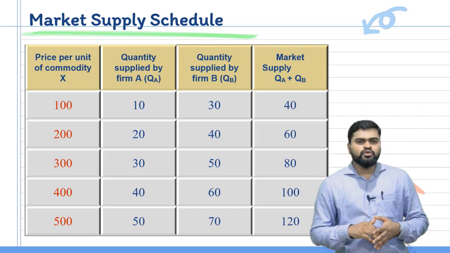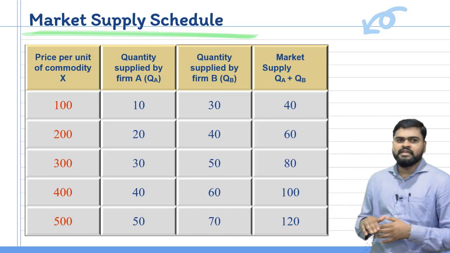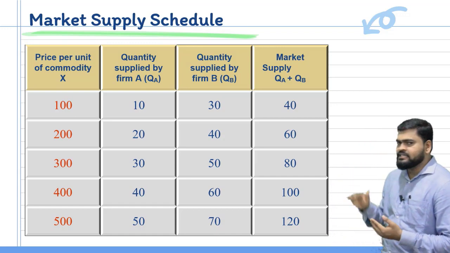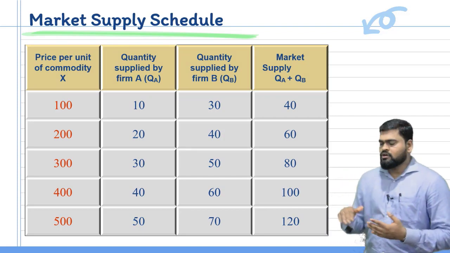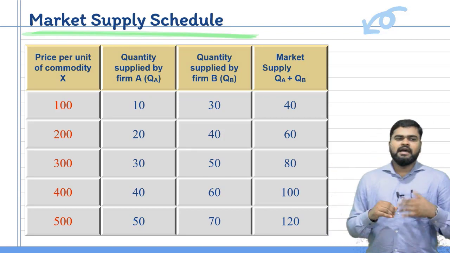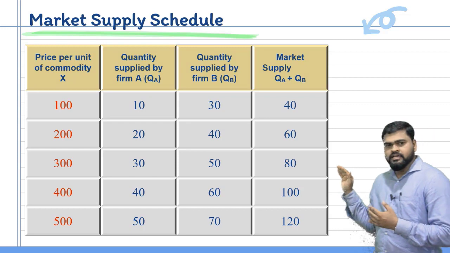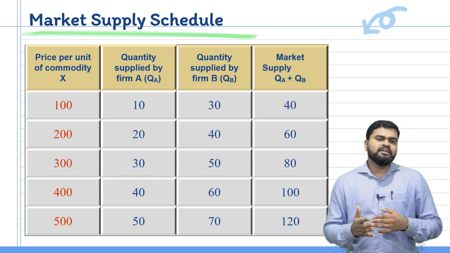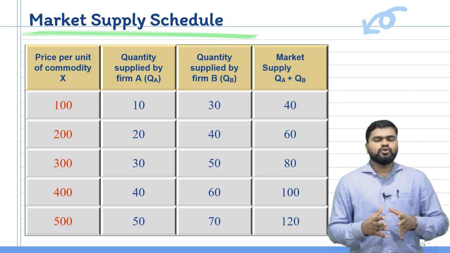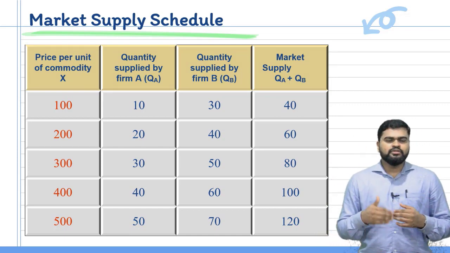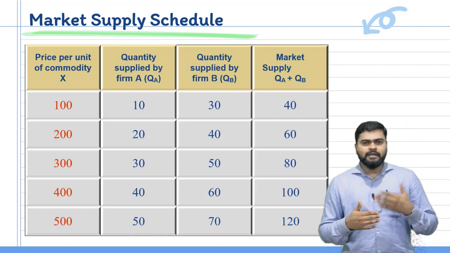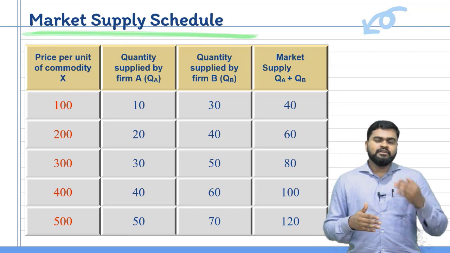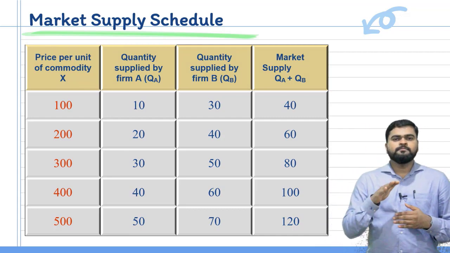Same way, when price is 200, quantity supply is 60, that is 20 plus 40. When price increases to 300, quantity supply is 80. When price increases to 400, quantity supply is 100. And when price increases to 500, quantity supply is 120. So how did we get 120? 120 is 50 plus 70. So the market supply is the sum total of individual firms selling into the market, which clearly says that when price increases, market supply also increases, and vice versa. When price decreases, market supply also decreases.